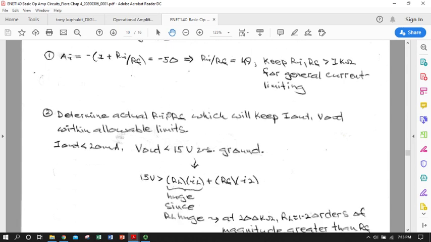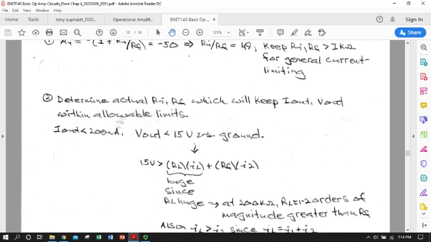So then we want to think, okay, what types of actual values of R sub I and R sub F? We know what the ratio is. We know we want to keep them above about a kilo ohm. So now we're going to pick some actual values that will keep I out and V out within their allowable limits. So we need I out less than 20 milliamps and we need V out less than 15 volts. Really it would be 13.5 versus ground.